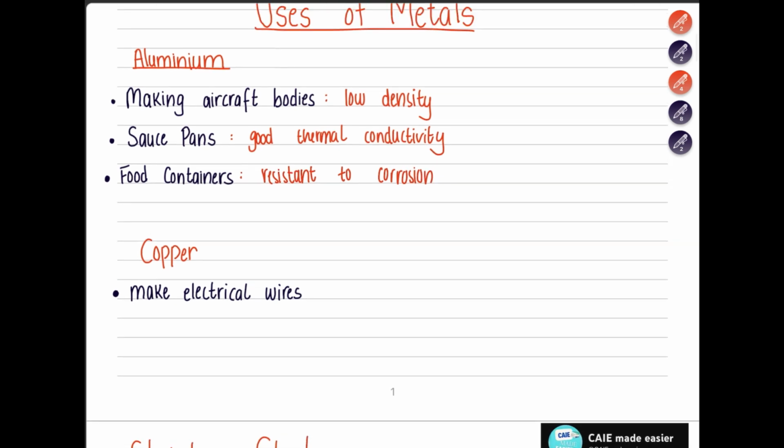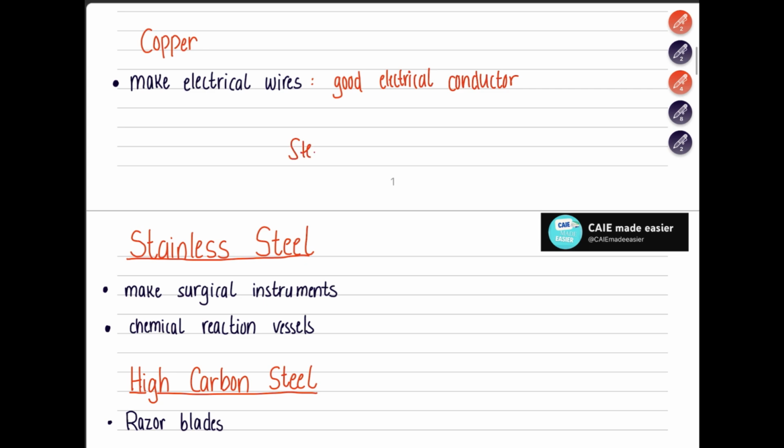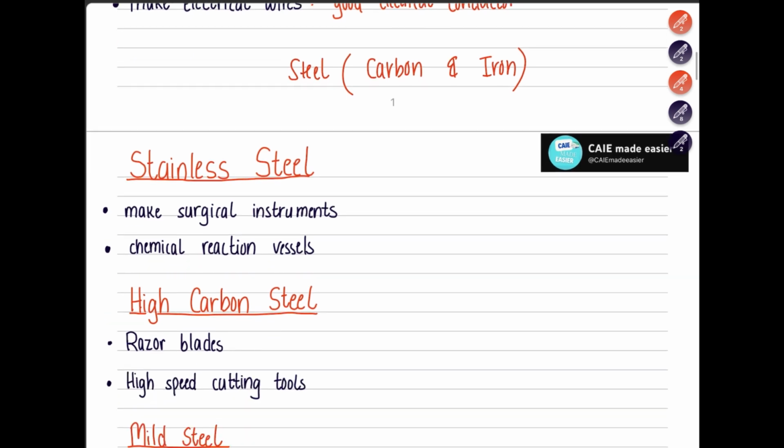Next, electrical wires are made up of copper. As we studied before, metals are ductile, and also because they are good electrical conductors, copper is an excellent choice. Next point is steel. So what is steel made up of? Steel is generally made up of carbon and iron. But we can do some variation. We can change the percentage of carbon, more or less, and add some more to have different types of steels.